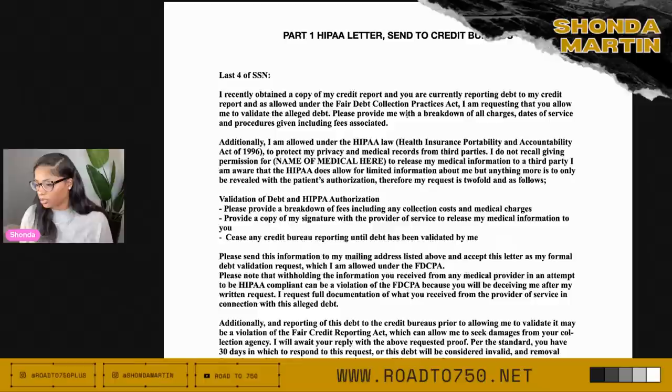Is it under the file section of the Facebook group? Yes, it is actually. If you're in the Facebook group, you can go download this letter in the file section. It's at the top of the page. You have to swipe right and you will see it under the files.